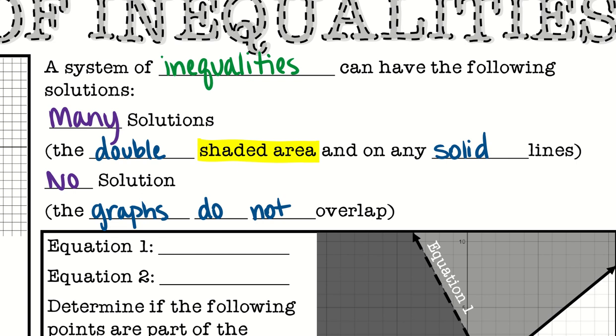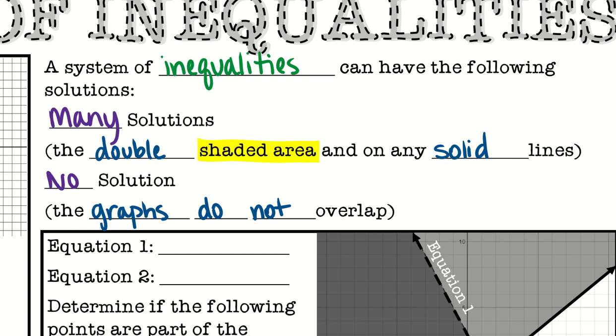So a system of inequalities can have the following solutions. It can have many solutions. And when we look at a graph and it overlaps, the double shaded area or any solid line would be part of the solutions to the system. So normally if it's just one inequality, it's on a solid line or in the shaded region will be one of the solutions. Well, if we're overlapping or we have more than one inequality, we want to see where it's double shaded, or it could be on the solid line that connects that double shaded area.